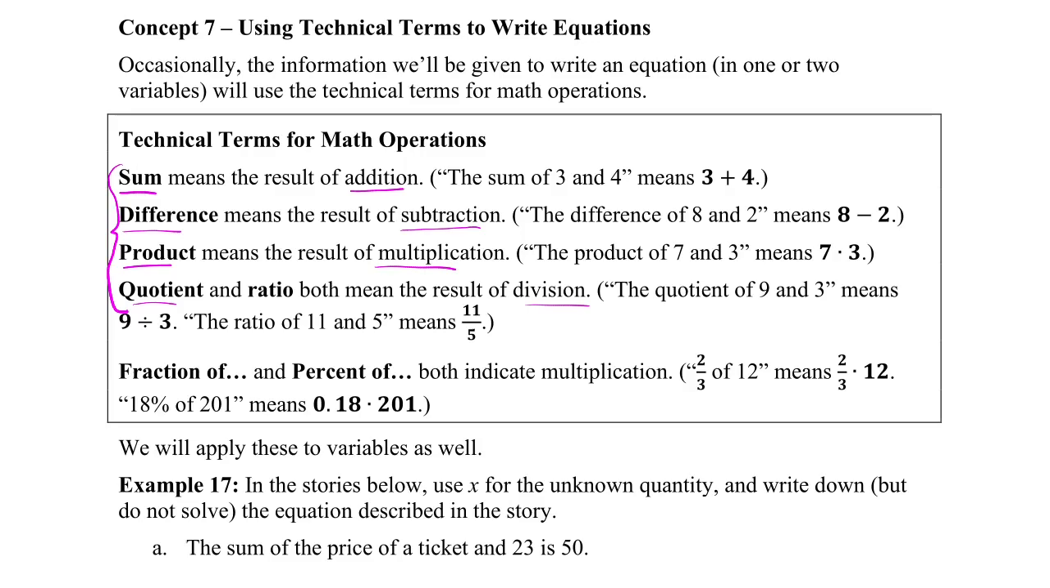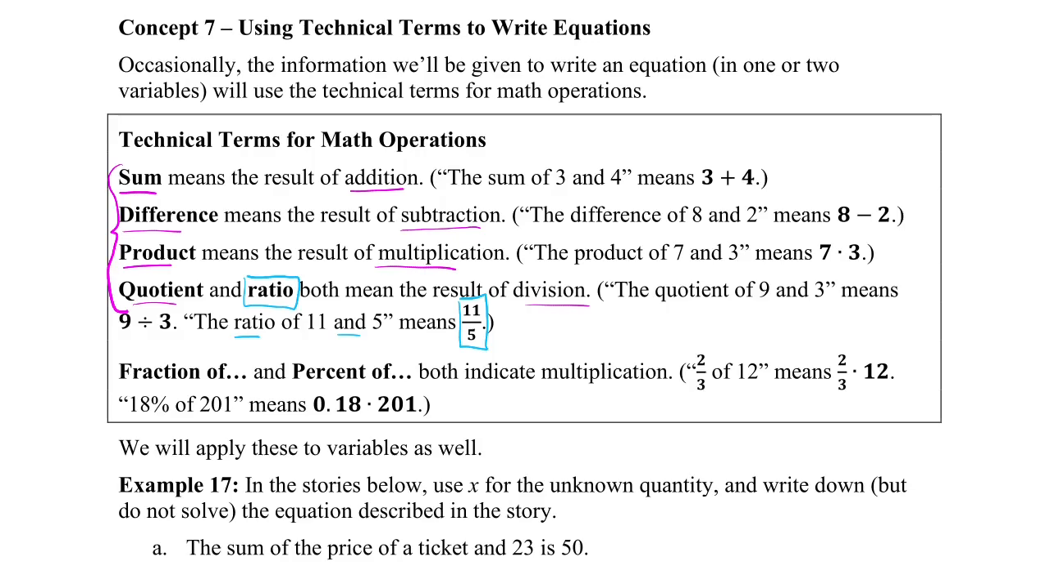So the sum of 3 and 4 means 3 plus 4. The difference of 8 and 2 means 8 minus 2. The product of 7 and 3 means 7 times 3. The quotient of 9 and 3 means 9 divided by 3. We will also sometimes use the word ratio to refer to the result of division, especially in the case where that result is a fraction. So we might talk about the ratio of 11 and 5 to mean the fraction 11 over 5.